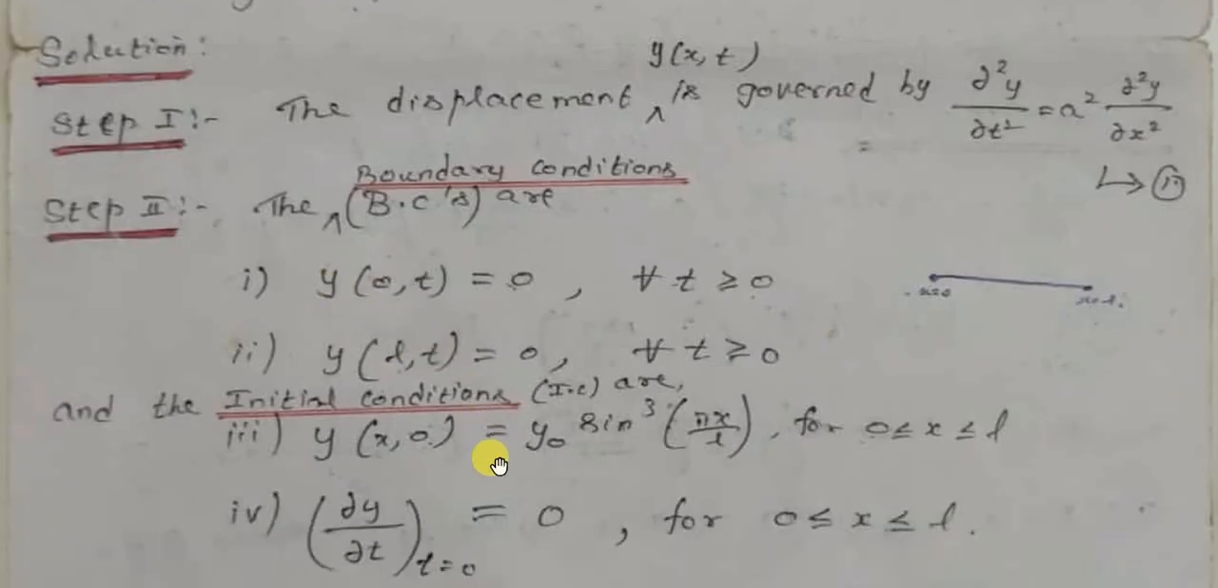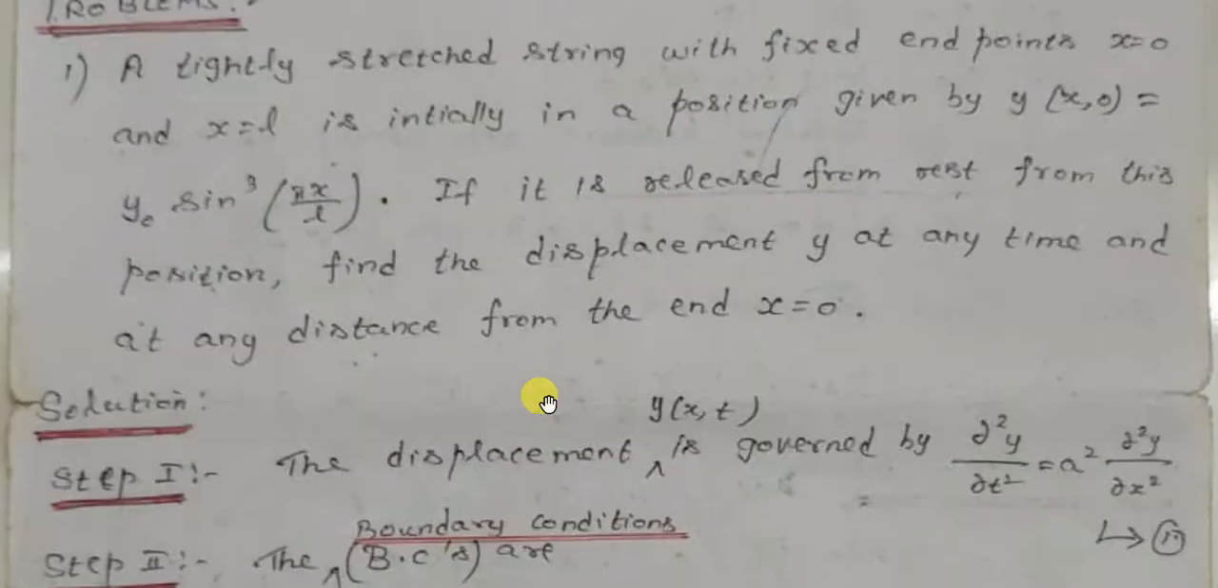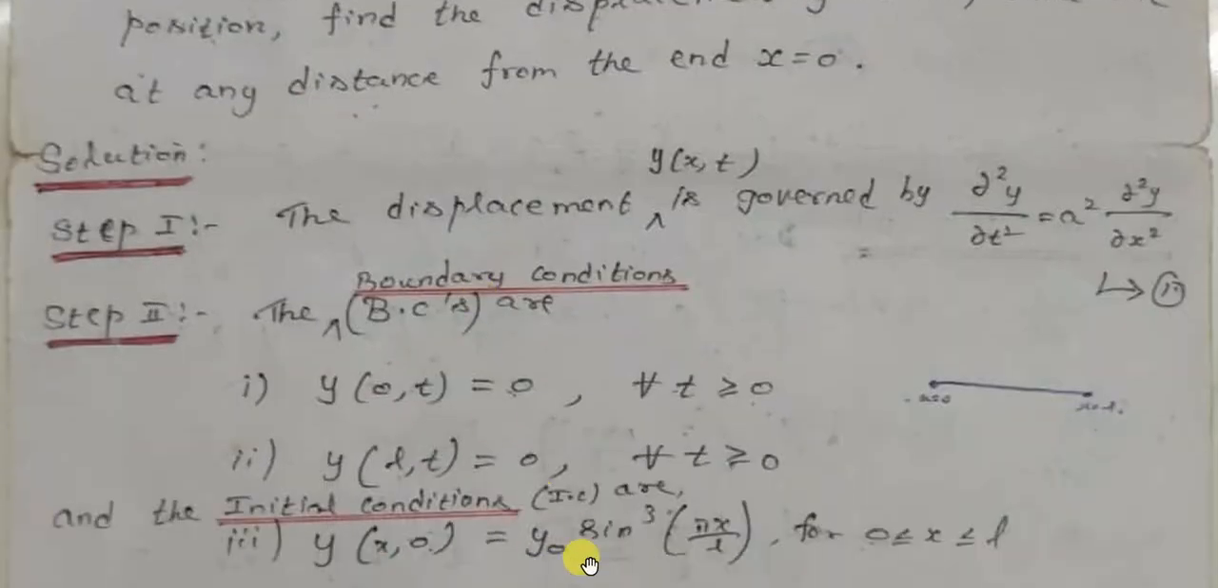The next two conditions are called initial conditions. Here we are going to substitute t as 0 and write what is y. When t is equal to 0, what is the displacement? It is given in the problem: when t equal to 0, y is y naught sine cube pi x by L. The existing variable is x here, and x varies from 0 to L because the length of the string is L.